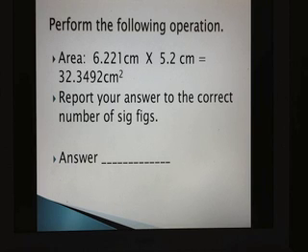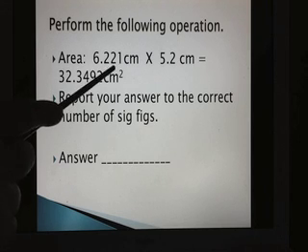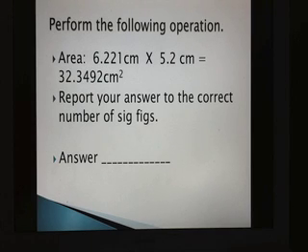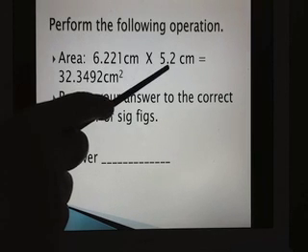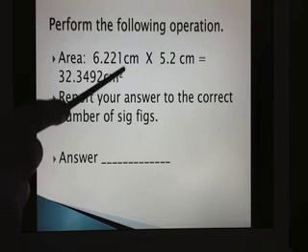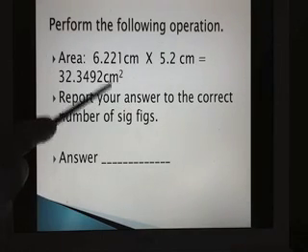Here we're going to calculate the area of something in which we've made some measurements. So we measured 6.221 centimeters. That has 4 sig figs, so maybe draw an arrow and say 4 sig figs. And 5.2 centimeters. How many sig figs is in that number? Did you say 2? Good. Well, when you put these numbers into your calculator, you come up with 32.3492 centimeters squared. A centimeter times a centimeter is centimeters squared.